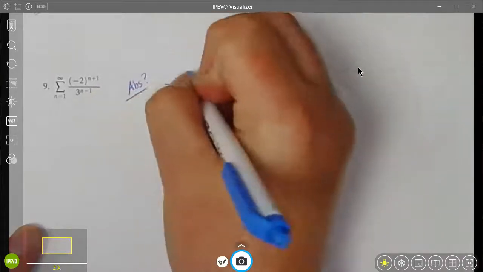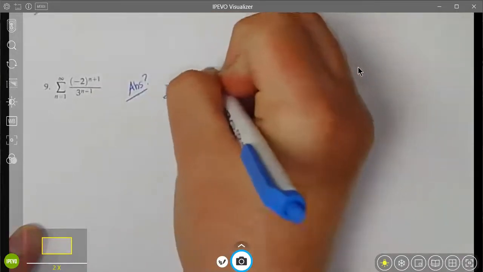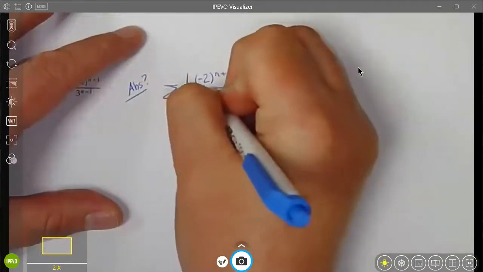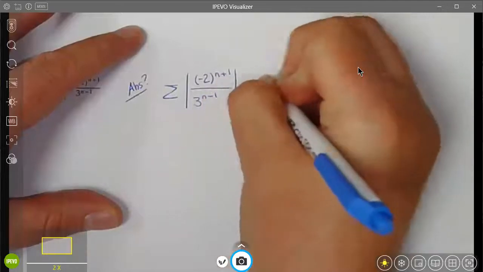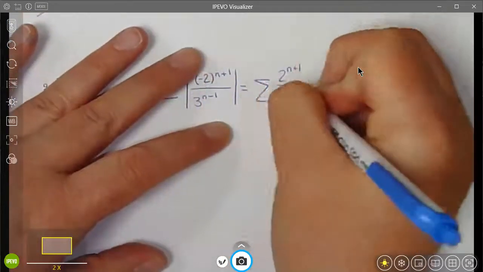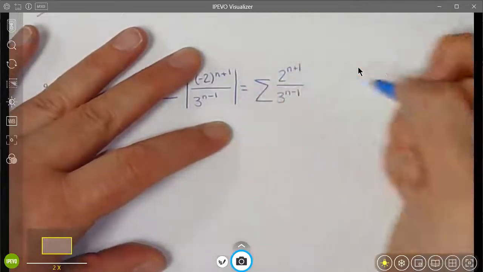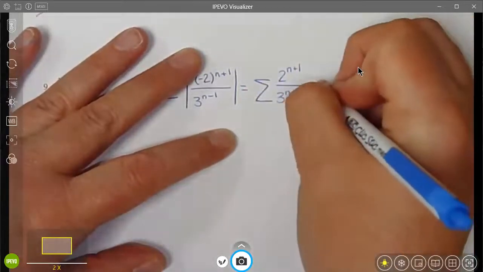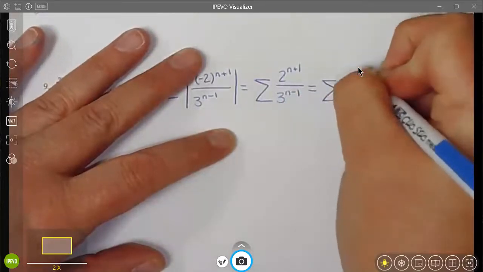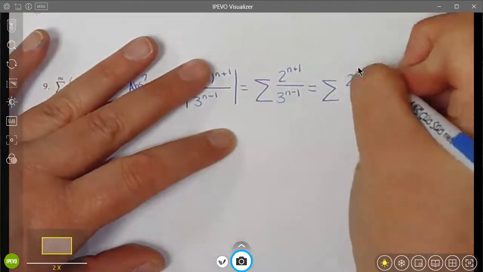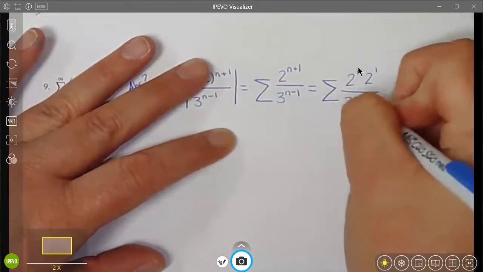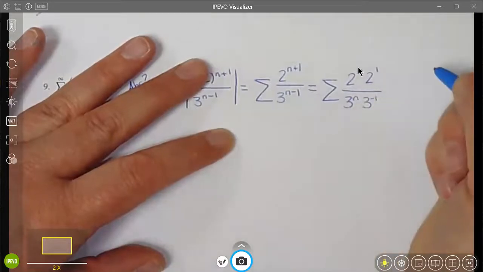I'm going to take the absolute value of this -2 to the n plus 1 over 3 to the n minus 1. That'll give me this series of 2 to the n plus 1 over 3 to the n minus 1. Okay. And now I'm going to do a little bit of algebra here. So I have the series of 2 to the n, 2 to the first, over 3 to the n, 3 to the negative 1.